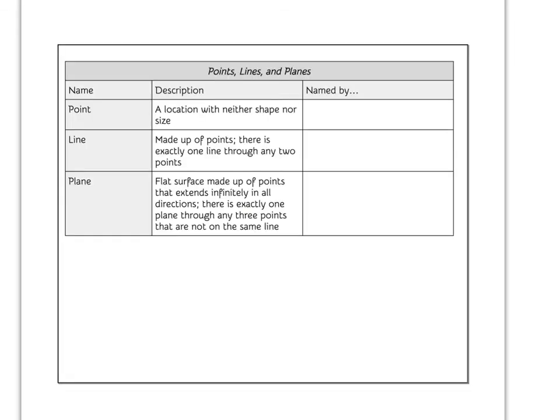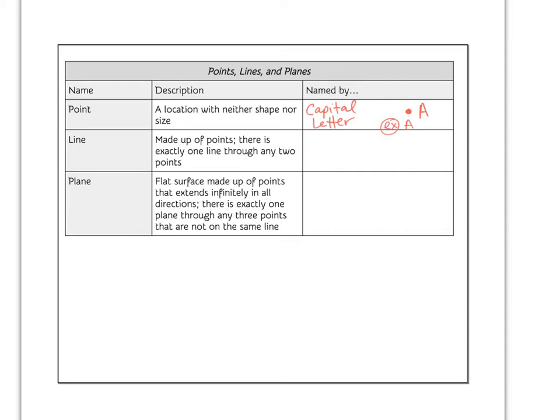Next, we're going to talk about points, lines, and planes. And a point is basically just a dot. It's a location with neither shape nor size, and it's named with a capital letter. An example of what that might look like is you might have a little dot with a letter by it, like this. And so we would call that point A, or A. So, for example, we would just call this A. Sometimes you'll see the word point written out in front of it, and that's okay.